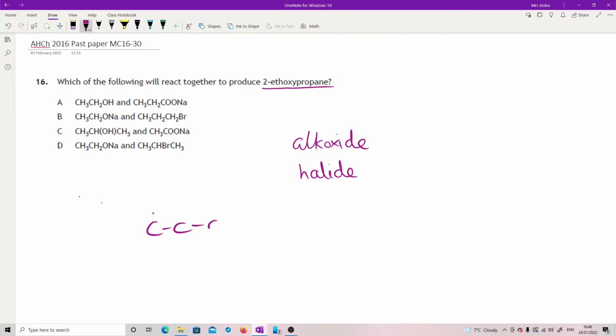So that means I need a propane where the oxygen can then attach to make the ethoxy group, and then I'm going to attach 2 carbons onto the end of that. Okay, so what I need here would be a sodium group, and on this bit underneath it I'm going to need some kind of halide. Then you just go looking for what could give you this, and it's essential that you've got the halide on carbon 2. So which is why it is D.